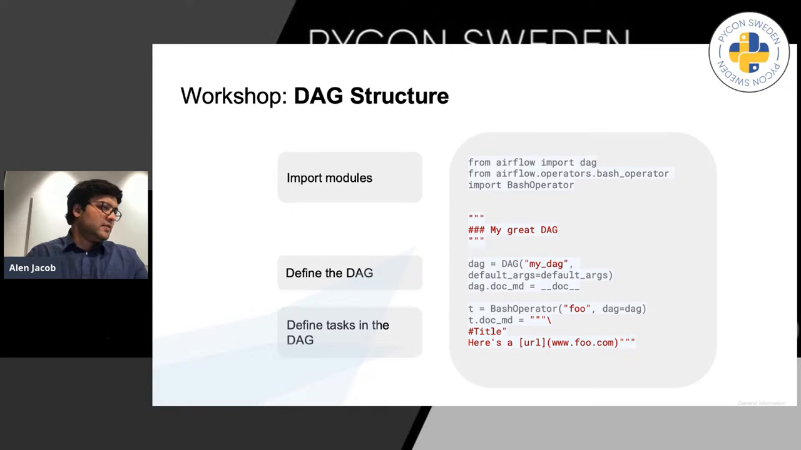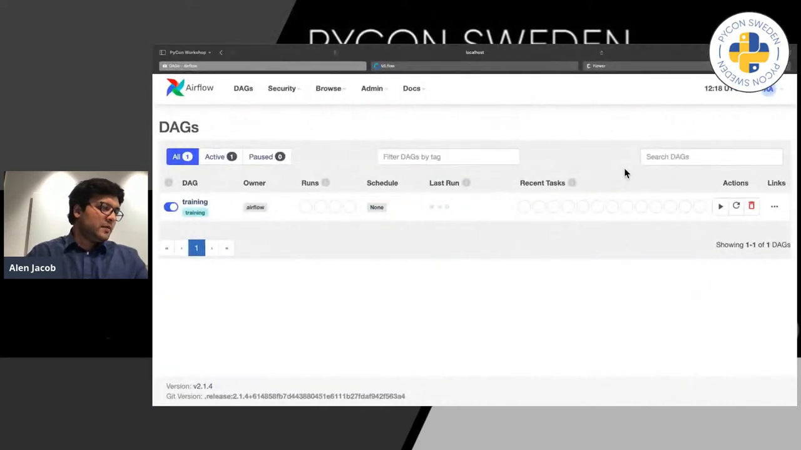Right. So let's move ahead to the workshop part. Assuming that you have spun up all the components and the docker compose up is complete, if you access localhost 8080 and enter the username and password, which is airflow, you should be able to see this screen, which has one DAG defined.